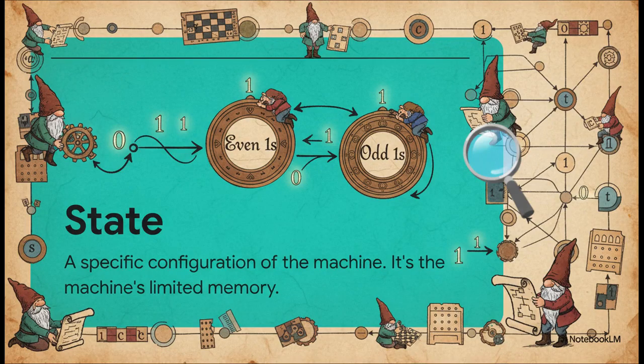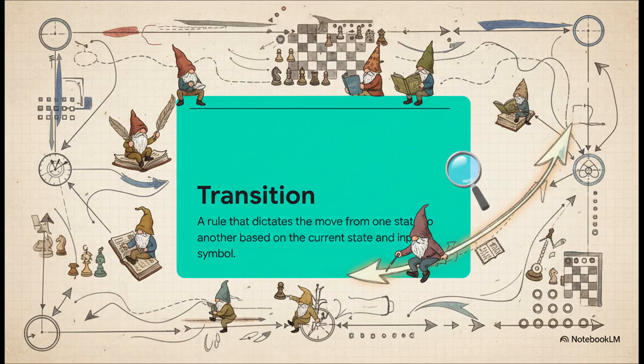So, here's the crucial idea. Those circles, they're called states, and they represent the machine's entire memory. In this case, state S is basically the machine's little note to self saying, so far I've seen an even number of ones. And state T is its note to self saying, so far I've seen an odd number of ones. And the arrows? Those are the transitions. They are the simple, pre-programmed rulebook that tells the machine how its memory, its state, should change when it sees a new piece of information. The entire logic of the machine is right there in those arrows.